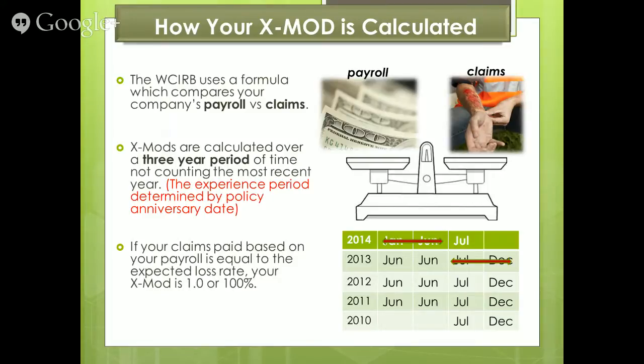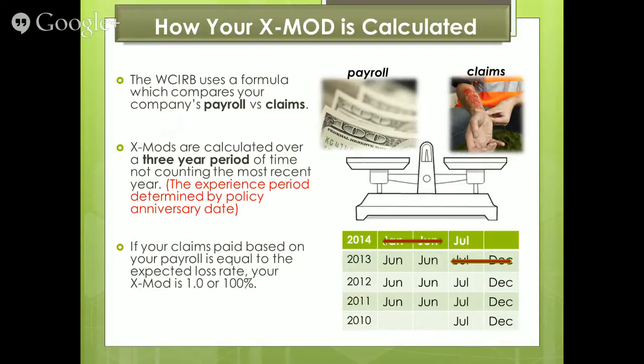The loss rates, or claims paid, and payrolls are calculated each year for every industry, and this determines on average how much is spent in claims for every dollar spent on payroll industry-wide. The XMods are calculated over a 3-year period of time, not counting the most recent year. If your claims paid based on your payroll equal your expected loss rate, your XMod is 1.0 or 100%.